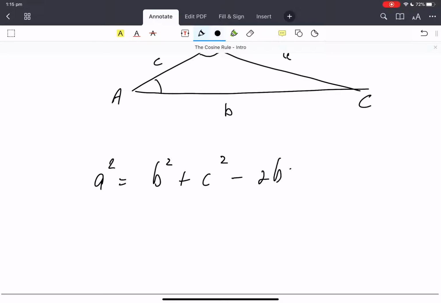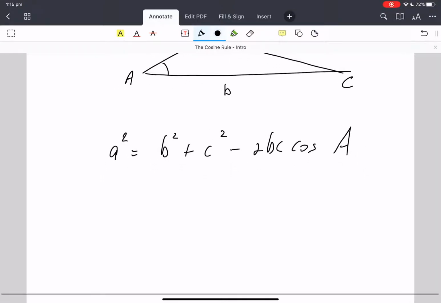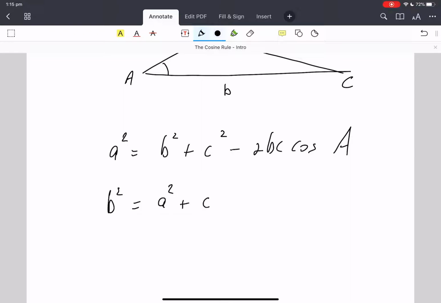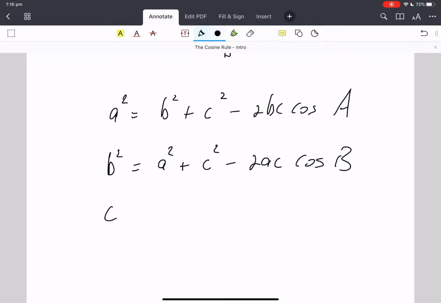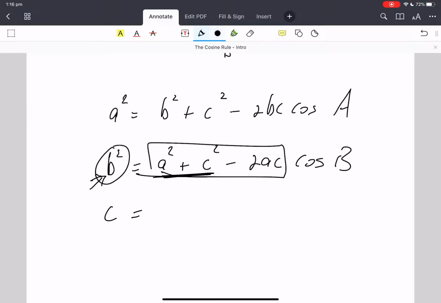minus. Okay, that will work for B as well. So b squared. We need to see the pattern. This side length means that the other two side lengths are different. So this is B, so over here all the side lengths are A and C.